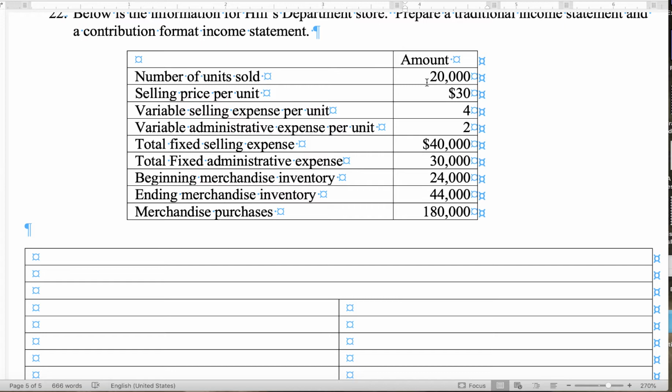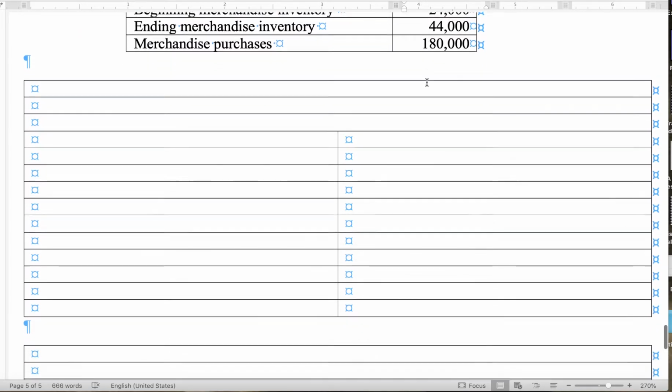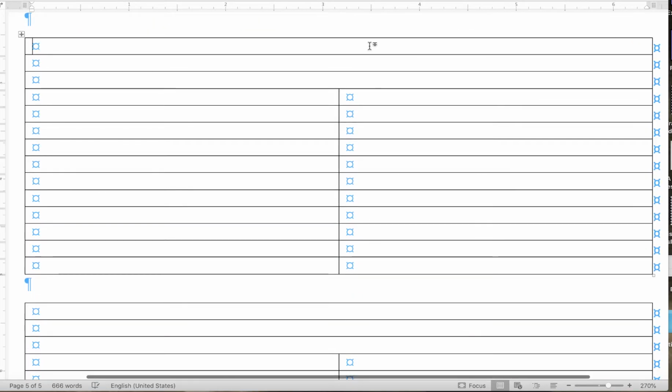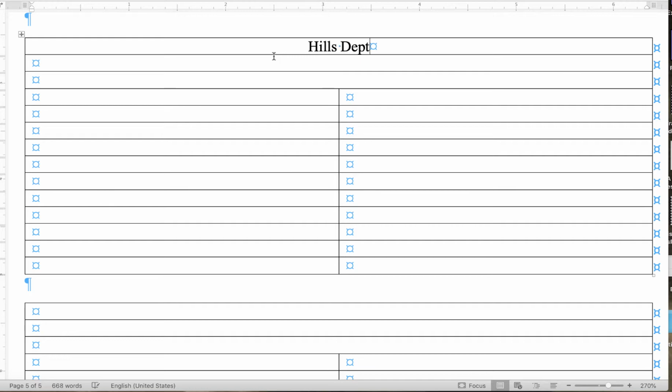Okay. So the first thing we need to do, and I'm just going to move this up. First thing we need to do is to make sure, and I'm going to center my line here. We always need to make sure when we do an income statement, it's always in proper form. Okay, so what's proper form? Well, we have the name of the company. In this case, it's Hills Department Store. If you guys are old enough to remember that, kudos. We are doing the traditional income statement. So I'm going to type that in. And the third line should always be the date.